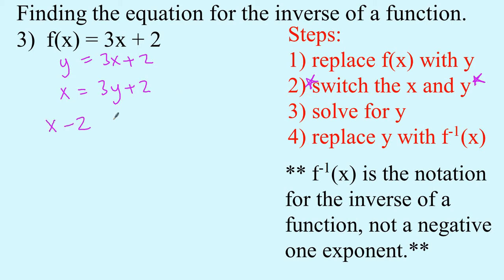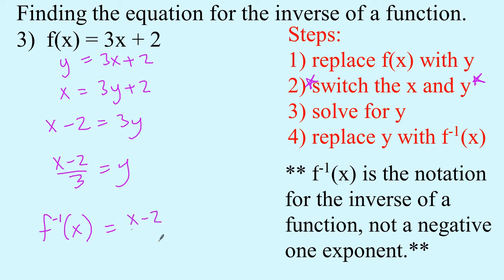So we move that 2 over. Then we get rid of the 3. So we divide. Now, for notation, so we label this as an inverse function, we need the f of x because that's a function, but then we put a little -1. It looks like an exponent. It's not. It's just notation. So this is the inverse function of f is equal to x minus 2 over 3.